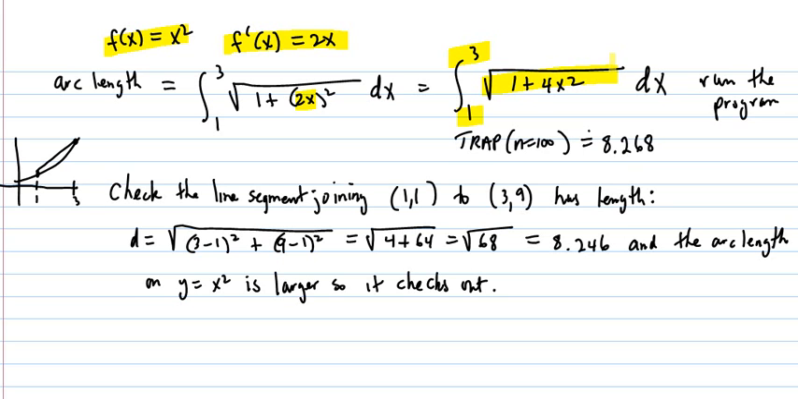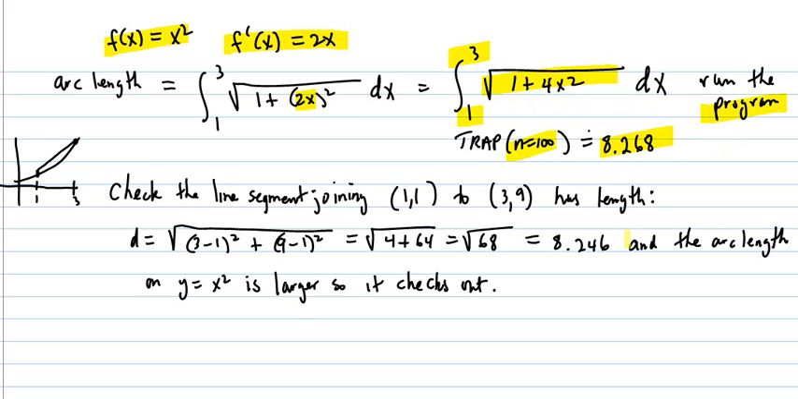Now, in Calculus 1, we did not learn the methods for finding that integral, so we're just going to run the program with trapezoid rule, n equals 100. Comes out to be 8.268.